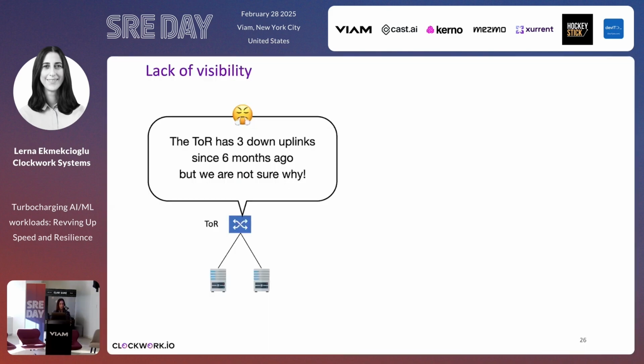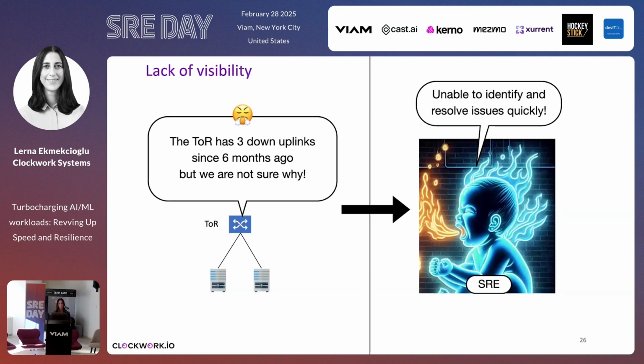So this is an actual team that faced this issue where the top of rack switch had more than 3 down uplinks, and they only noticed it 6 months later, and they don't know why this happened. So teams are lacking real-time insights into the connectivity between nodes, into the quality of these paths, not only at the network level, but also at the job level. They're unable to identify and resolve issues in a timely manner.